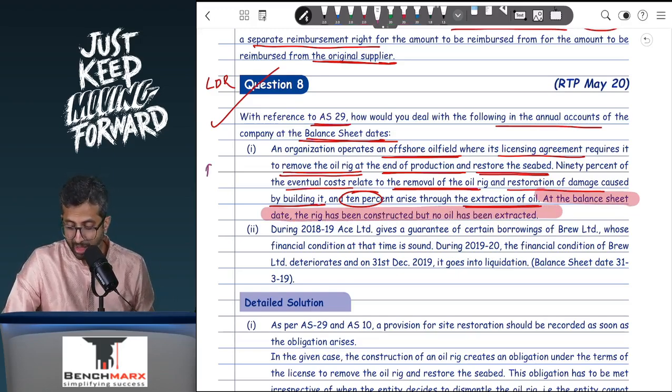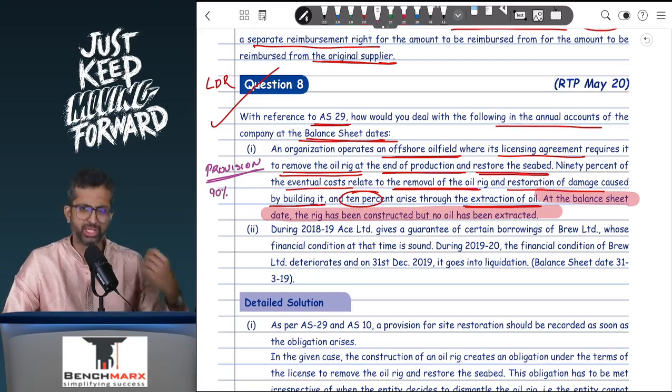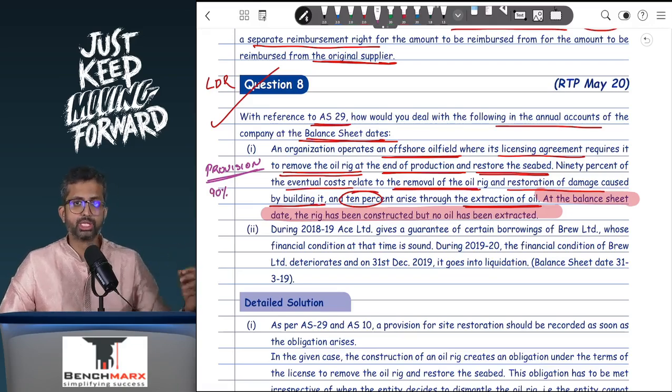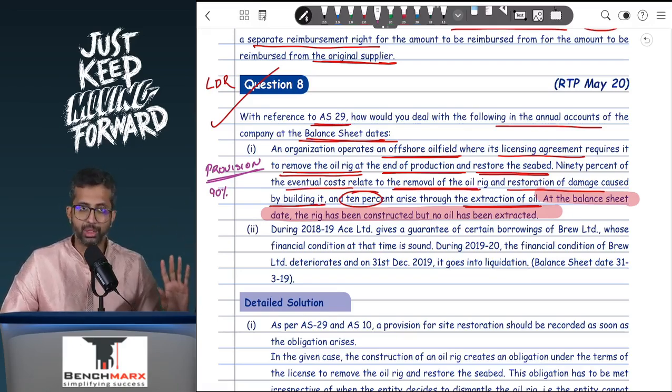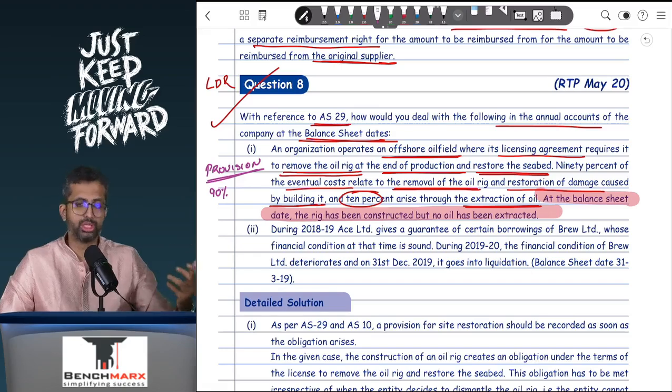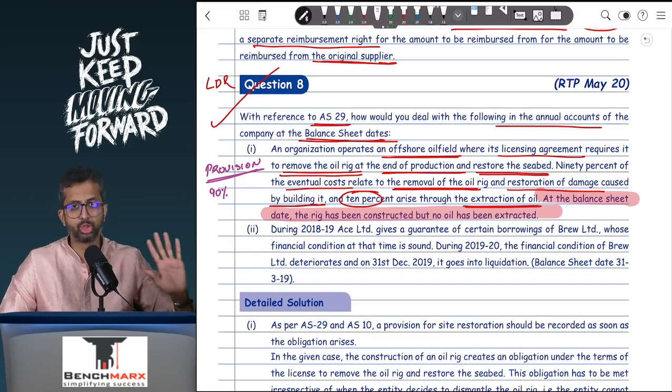Yes. But the provision for the same, if it has to be created, it has to be created for 90%, maybe present value, but 90% of the estimated amount. Why? Because if there's 100 rupees which are expected to be incurred, 90 of that is linked to the construction, and construction has already happened. So you are under an obligation to restore, maybe later, but you are under an obligation.